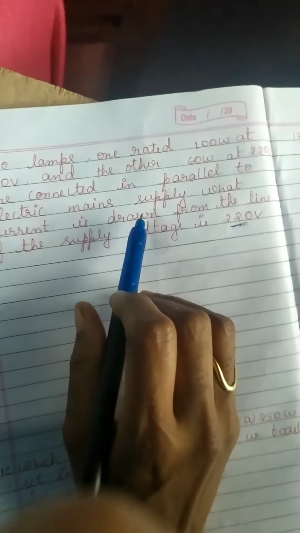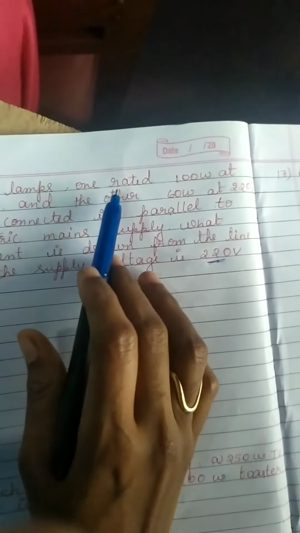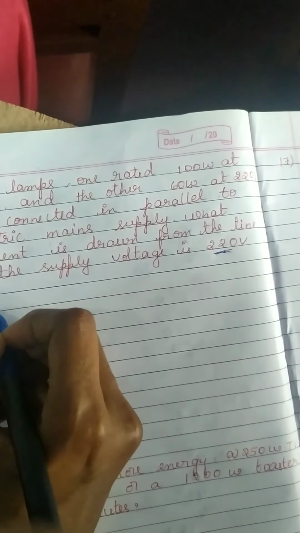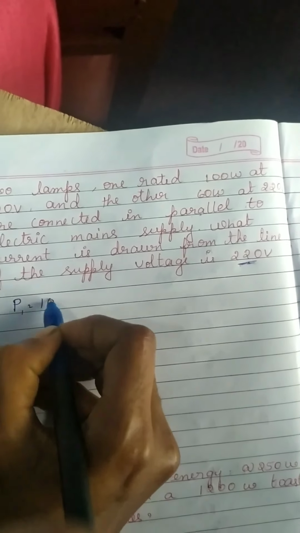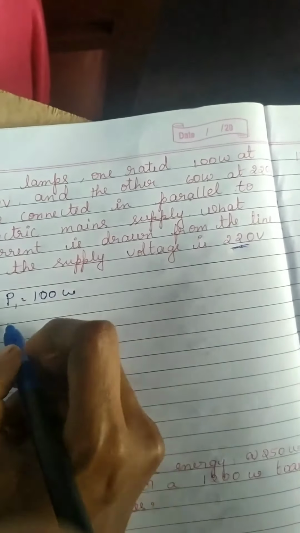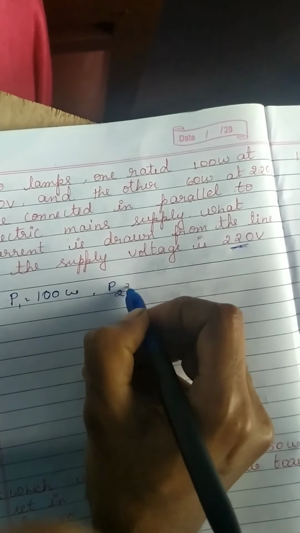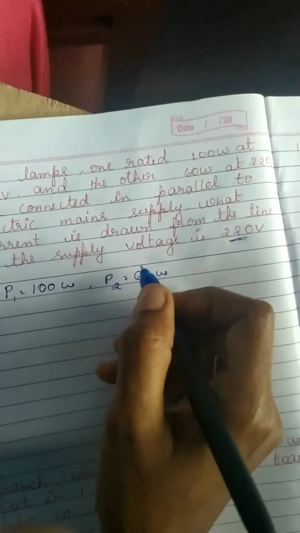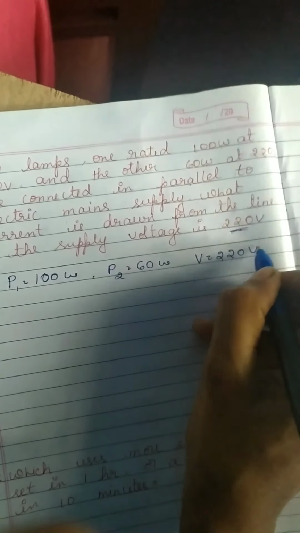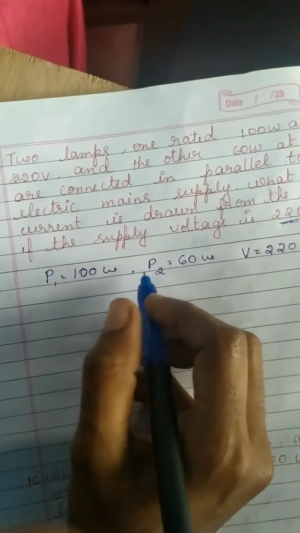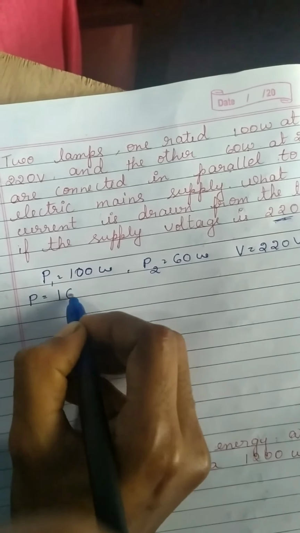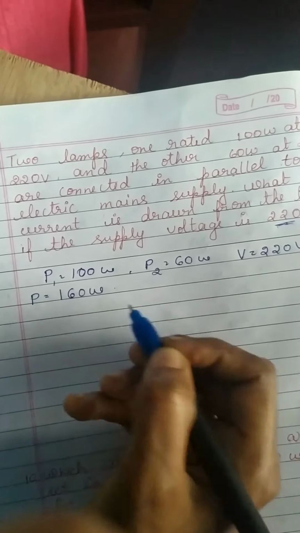So two lamps, one rated 100 watt at 220 volt. The power of the first lamp is 100 watt, and the second lamp is 60 watt, sorry, but the voltage is the same. So the total power is how much? It is 160 watt.